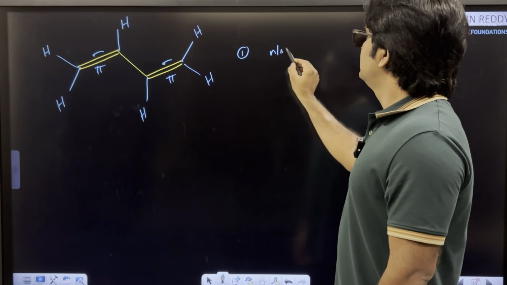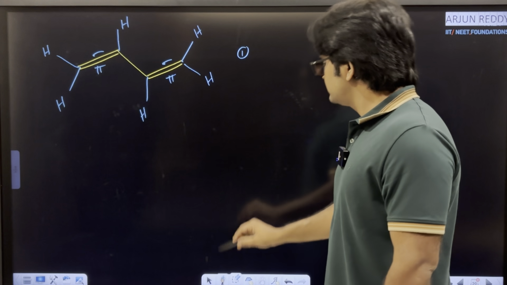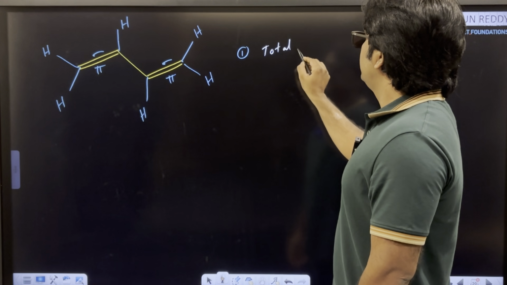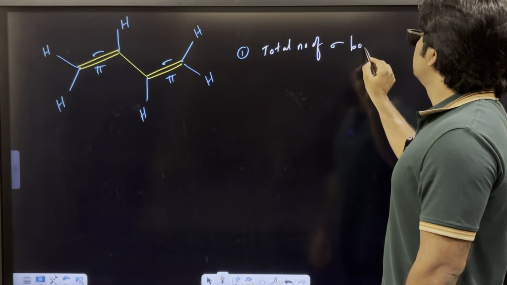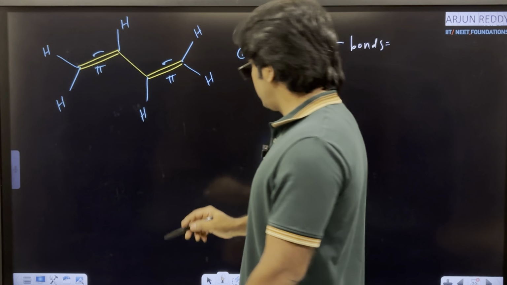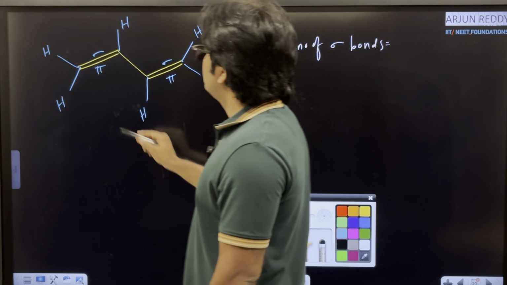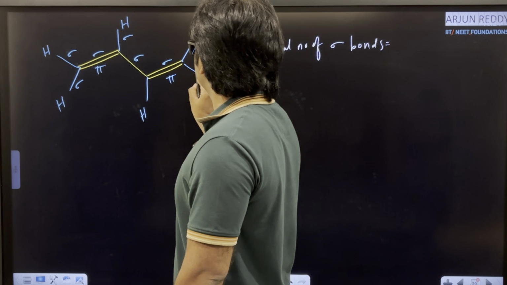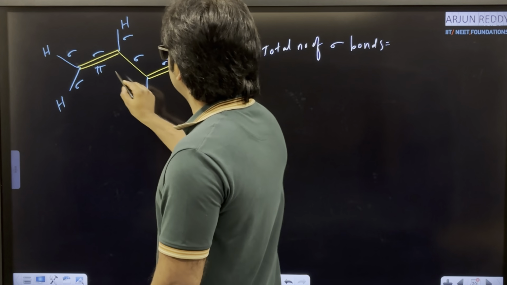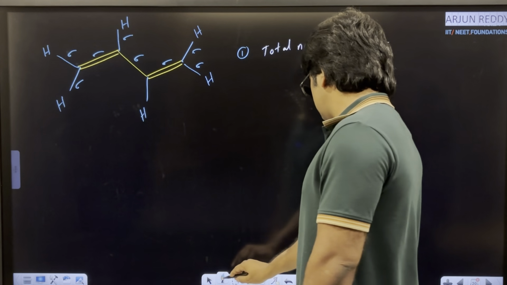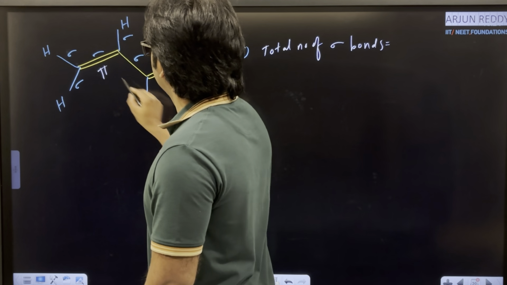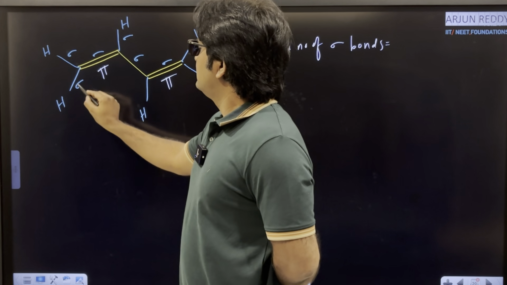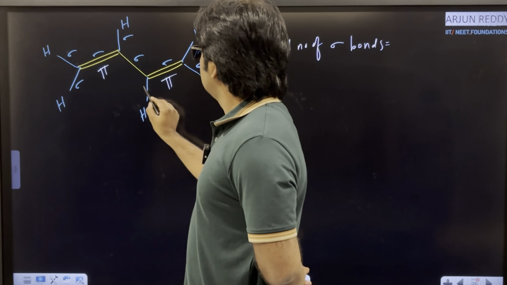Then first point: what is the total number of sigma bonds? Let me show the sigma bonds. This one sigma bond, sigma bond, sigma, sigma. Here also sigma and sigma. And how many pi bonds are present? Number of pi bonds: pi, again pi. Clear? Number of sigma bonds, count: 1, 2, 3, 4, 5, 6. This one also is a sigma bond.